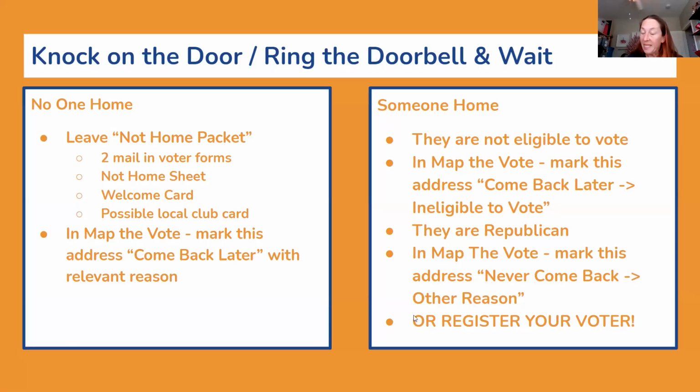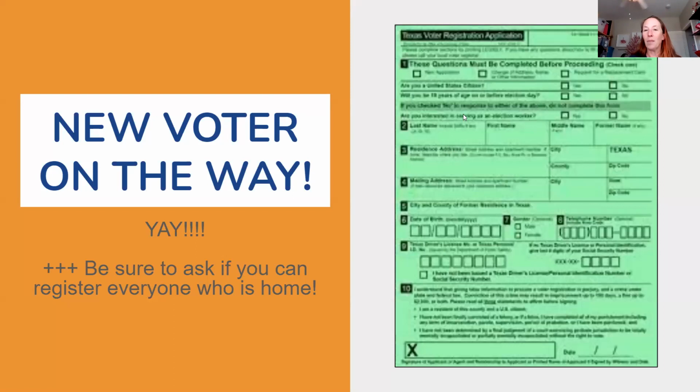So let's say they did answer the door. They need to be registered to vote and they're not registered yet. Now it's time to get to work. Moving on to step 3, the green form. Let's get them registered to vote.